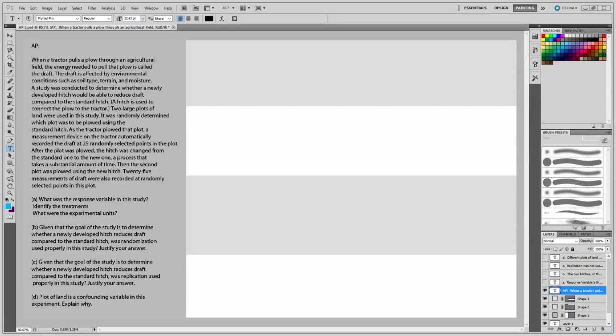The video 3 AP question. So we're trying to find the difference in drafts between two hitches in our study. So we're trying to find, in part A, the response variable, the treatments, and the experimental units.